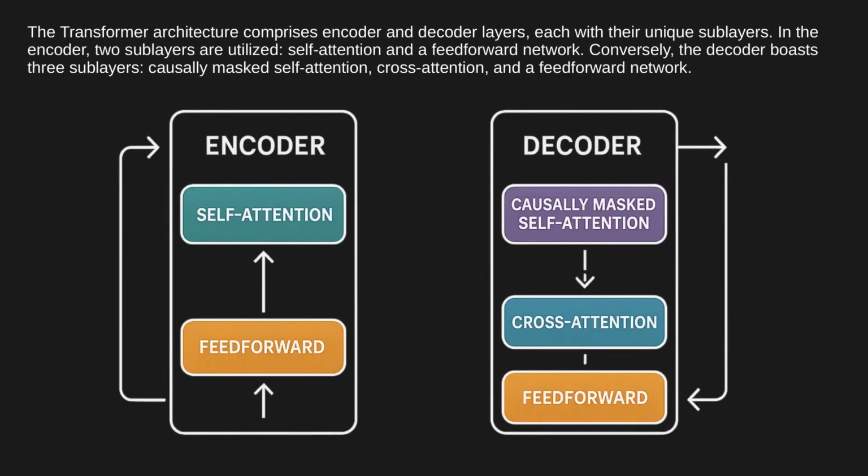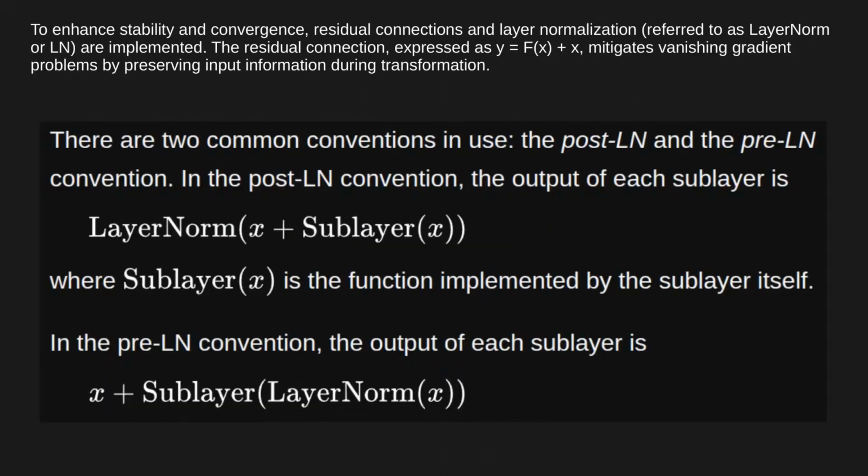The transformer architecture comprises encoder and decoder layers, each with their unique sublayers. In the encoder, two sublayers are utilized: self-attention and a feed-forward network. Conversely, the decoder boasts three sublayers: causally masked self-attention, cross-attention, and a feed-forward network. To enhance stability and convergence, residual connections and layer normalization, referred to as layer norm or LN, are implemented. The residual connection, expressed as y equals f(x) plus x, mitigates vanishing gradient problems by preserving input information during transformation.